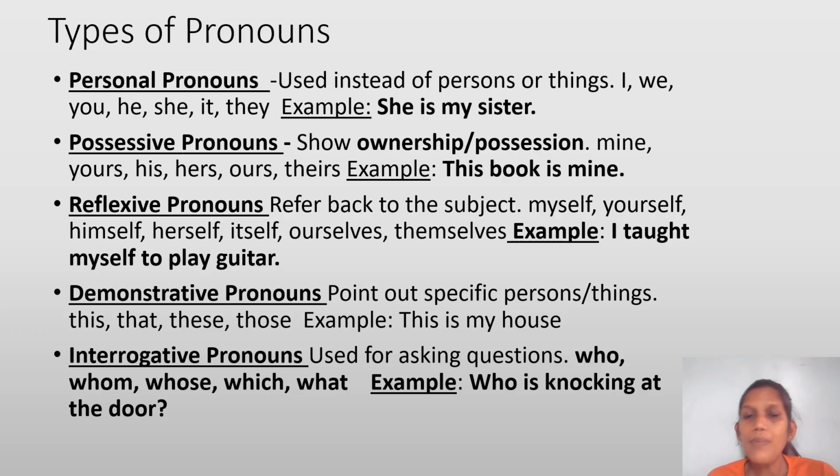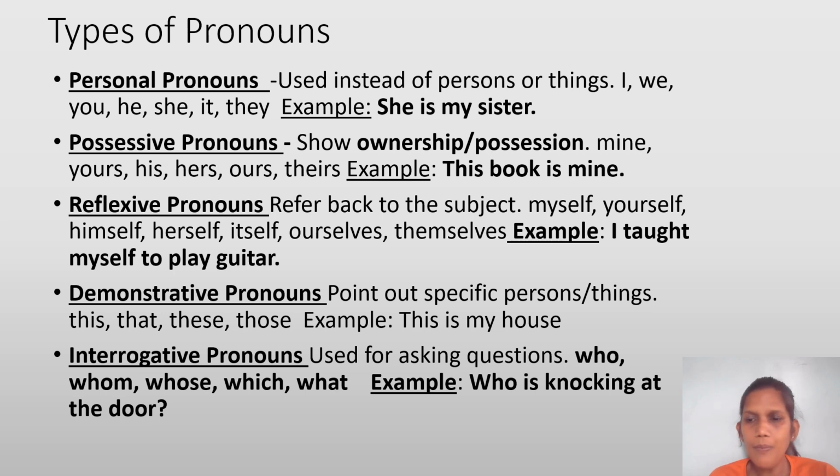ठीक है? Demonstrative pronouns point out specific persons or things, that is this, that, these, those. Okay, for example, this is my house, that is his playground. Okay, understood? Interrogative pronouns are used for asking questions. Okay, this is very important. They are used for asking questions, that is who, whom, whose, which, what. Okay, for example, who is knocking at the door?